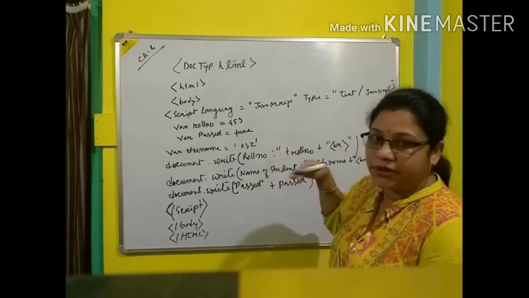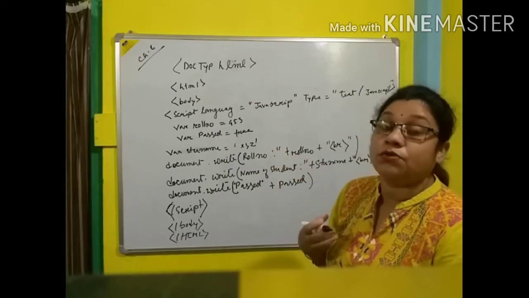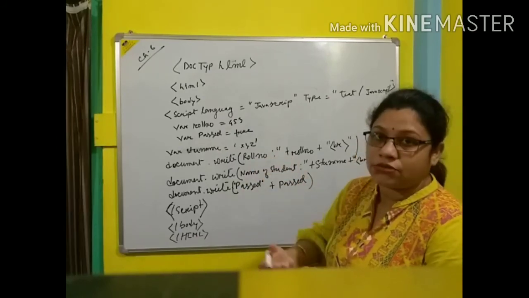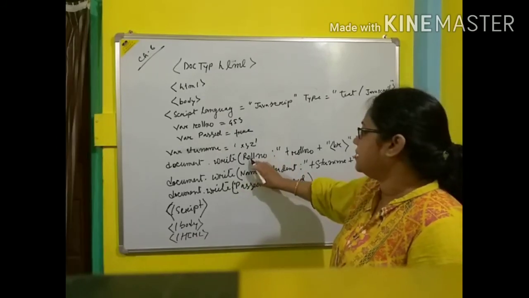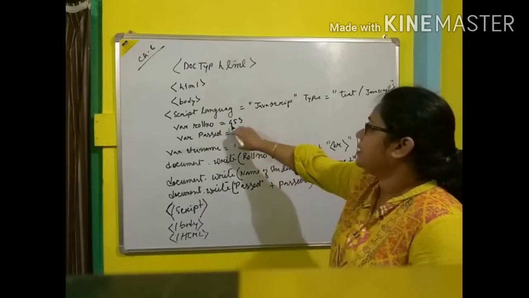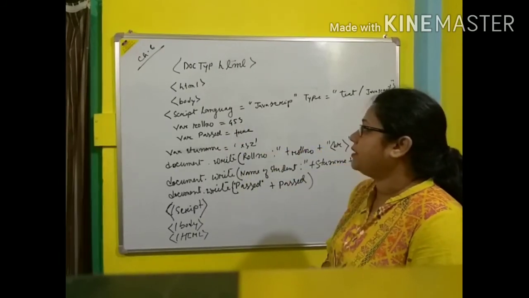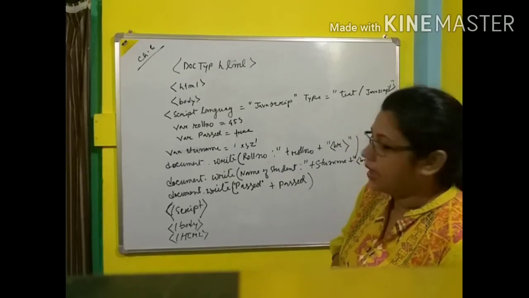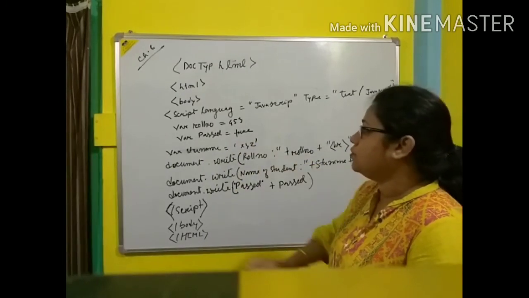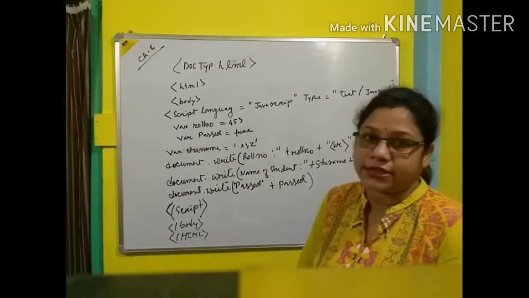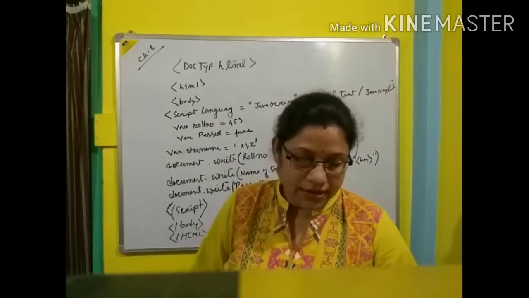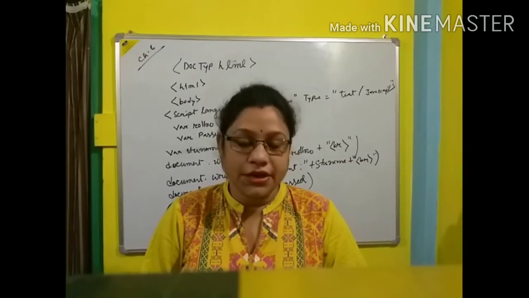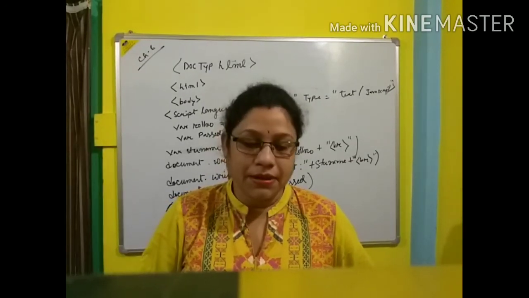When we execute, when you browse this code using a browser, then this will display roll number equal to 453. Okay, and pass is equal to true, student name is equal to xyz. So student, this is how you can write the JavaScript coding along with the HTML part.